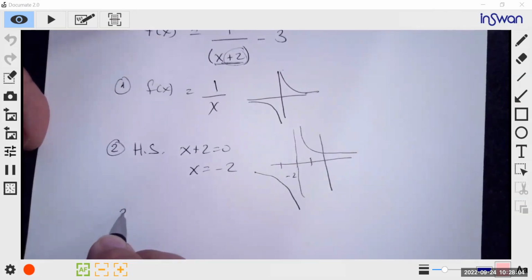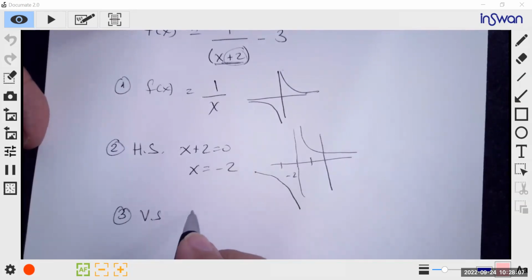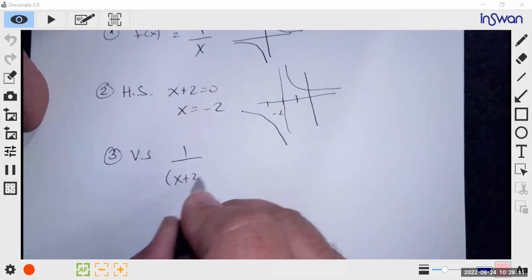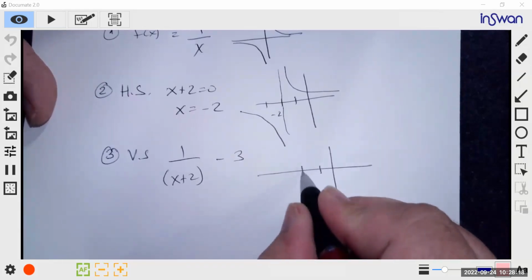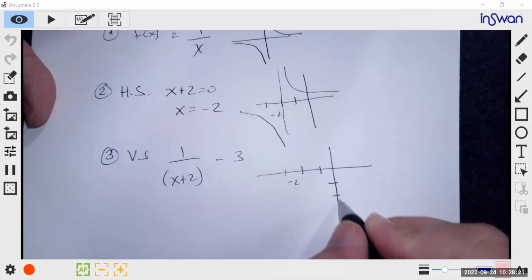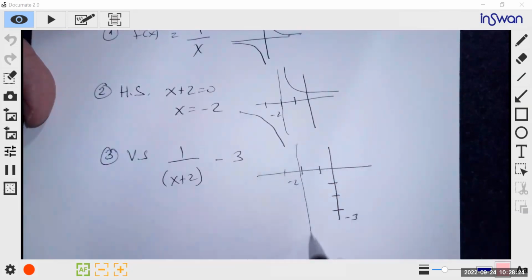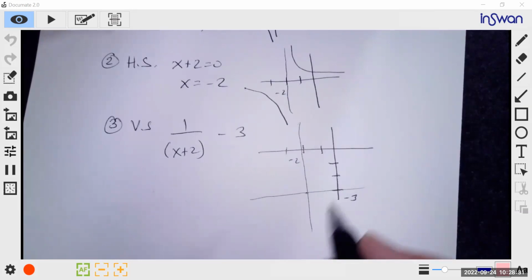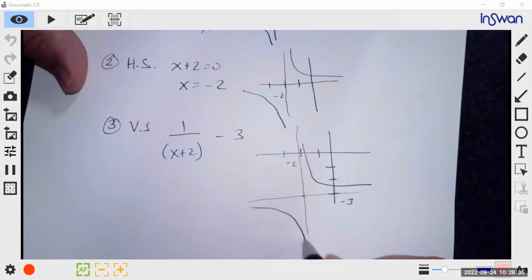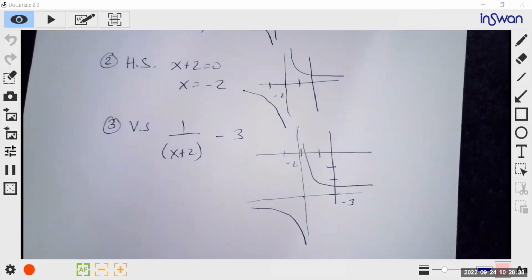And then lastly, we have a vertical shift. We have 1 over x plus 2 minus 3. So we went over 2. Now we have to go down 3. So we're over 2 for that one, down 3. So here's our new origin. The graph is the same. Does it make sense? If we do it in pieces, you shouldn't get messed up.